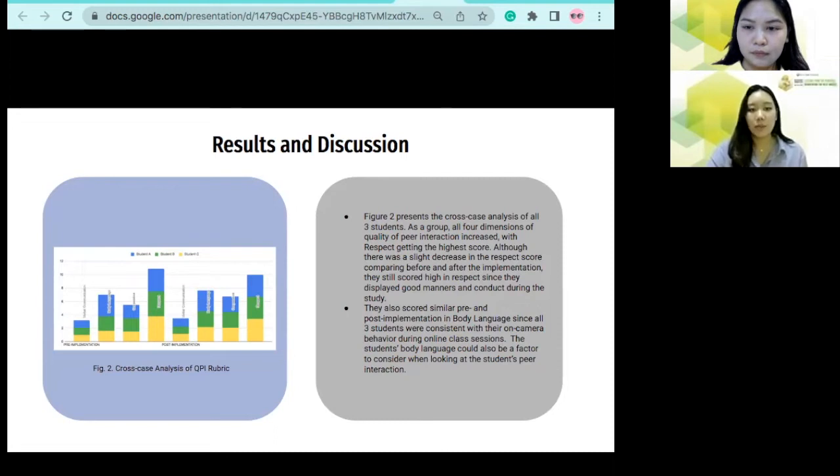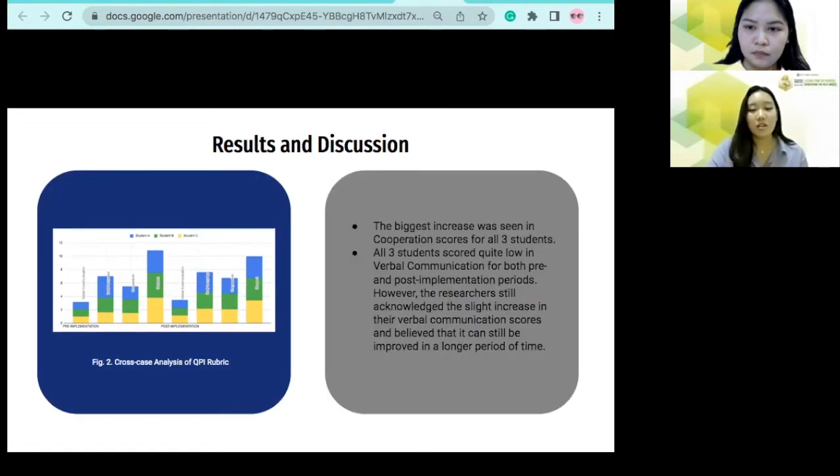As a group, all 4 dimensions of quality of peer interaction increased, with respect getting the highest score after the implementation. Although there was a slight decrease in the respect score comparing before and after the implementation, they still scored high in respect since they displayed good manners and conduct during the study. They also scored similar pre and post-implementation in body language, since all 3 students were consistent with their on-camera behavior during online class sessions. The students' body language could also be a factor to consider when looking at students' peer interaction. The biggest increase was seen in the cooperation scores for all 3 students.